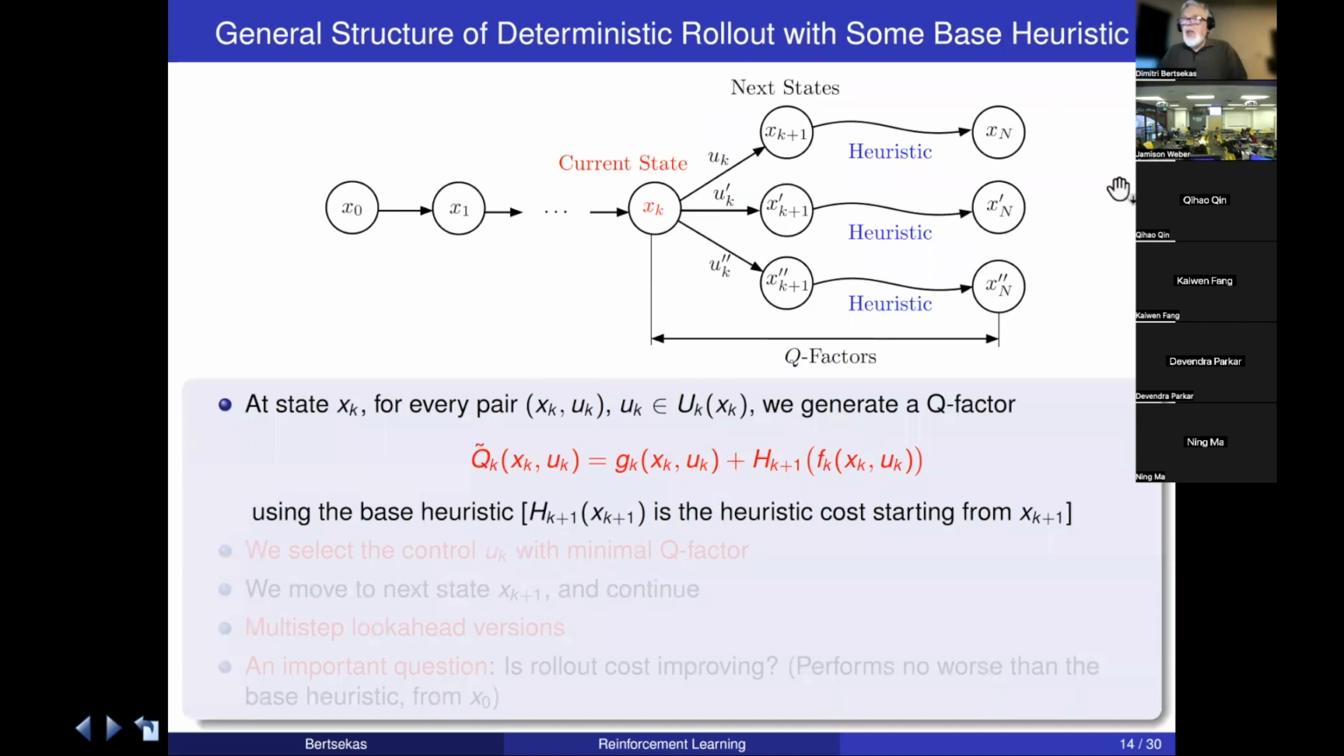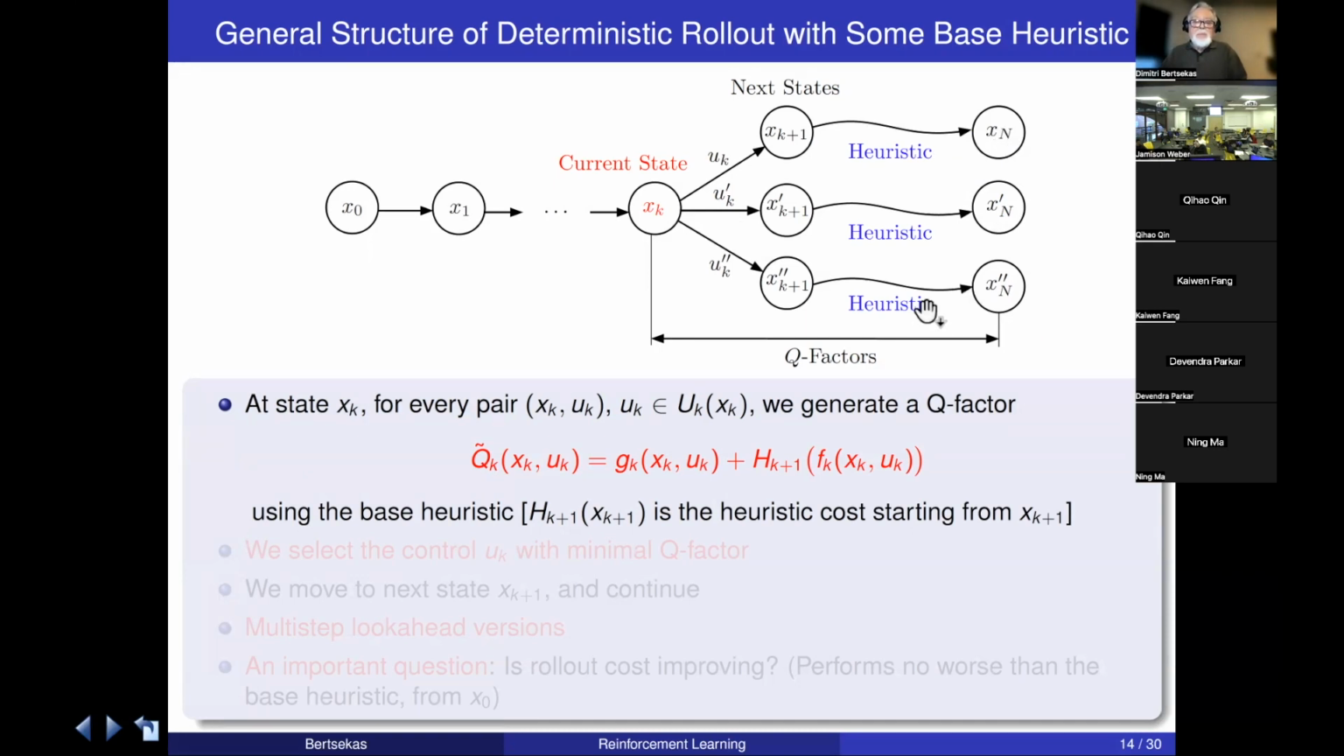So now let's go to rollout. You have seen this figure before. We go one state at a time, and at the current state, we consider all possible controls and all possible next states. And then we apply a heuristic, a base heuristic. It doesn't have to be a policy in deterministic problems. Just something that completes this trajectory from xk plus 1 all the way to the end.